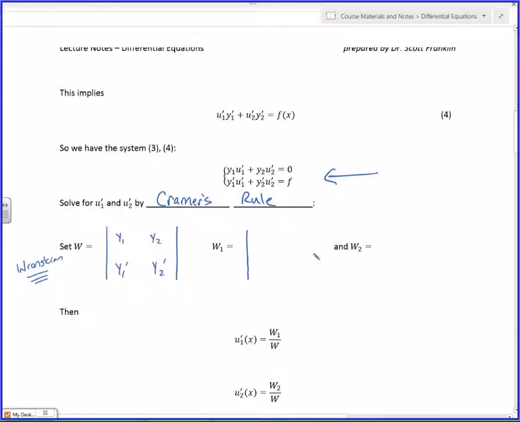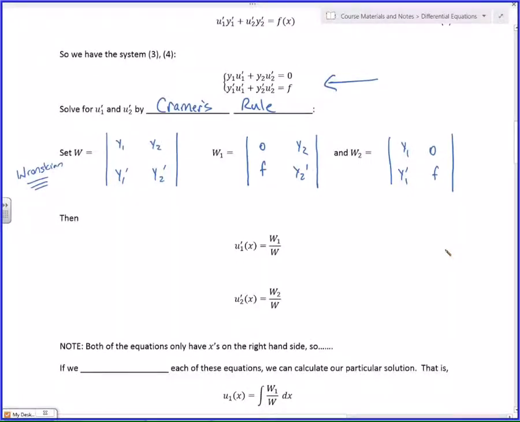W1 is to take the right-hand side of the system, so 0, f, and put it in the first column. Y2, y2 prime. And W2 would be y1, y1 prime, 0, f. Then, the solution is the first unknown, u1 prime, will be whatever this W1 is here over this W, and u2 prime would be W2 over W.